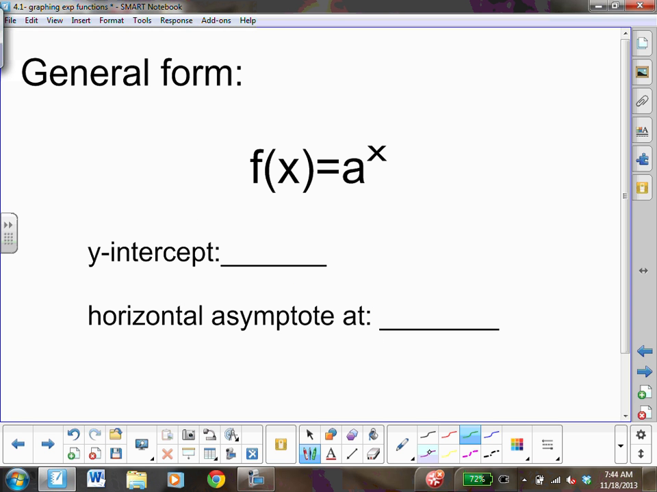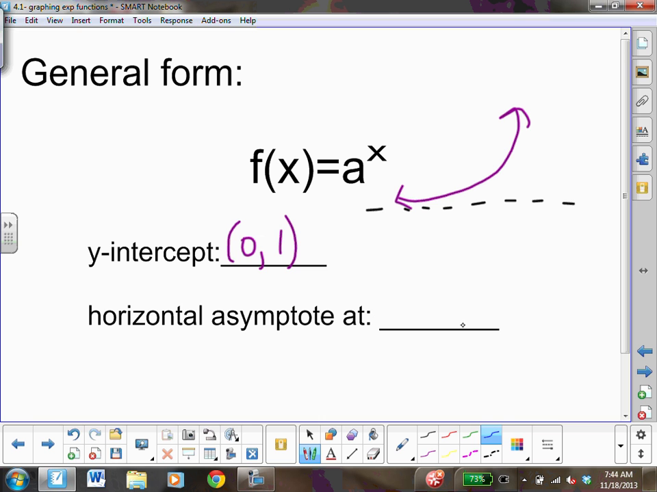In general, a graph that is not stretched or shifted will have a y-intercept at the point 0, 1, because anything raised to the 0 power is always 1. When you're graphing exponential functions, in general, if they're not stretched or shifted, your graph is going to look something like this. And you're going to have a horizontal asymptote.